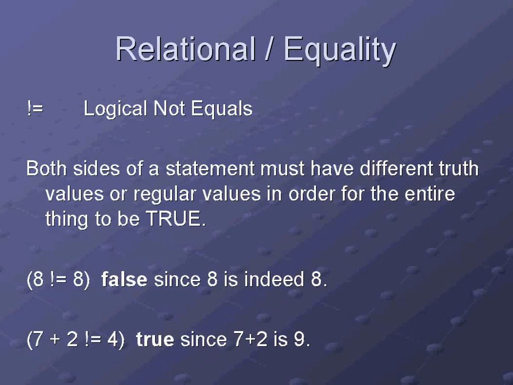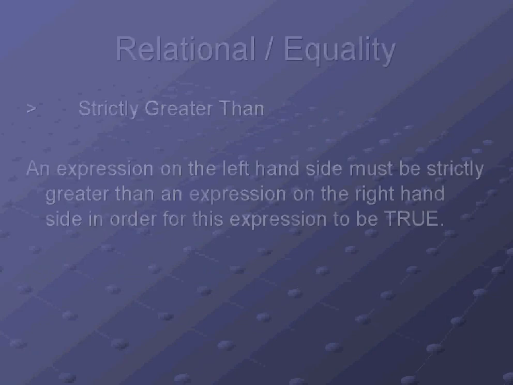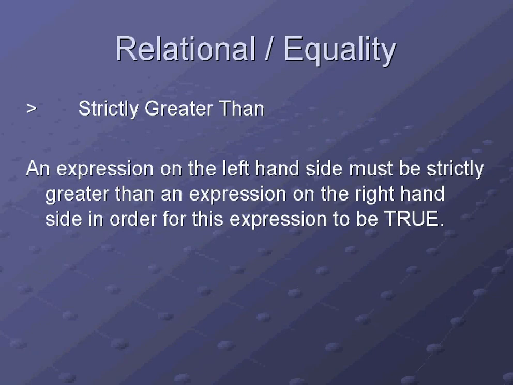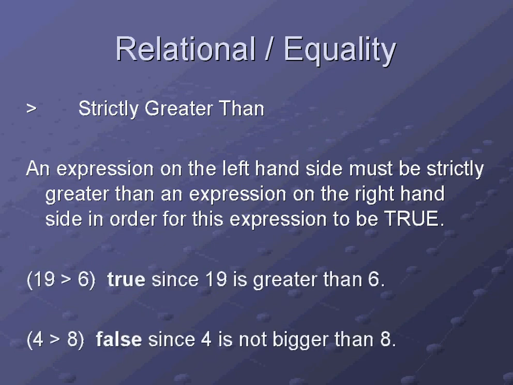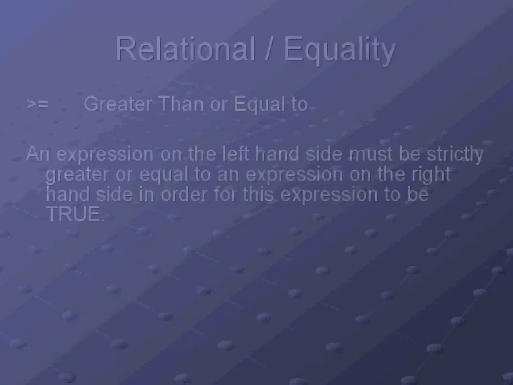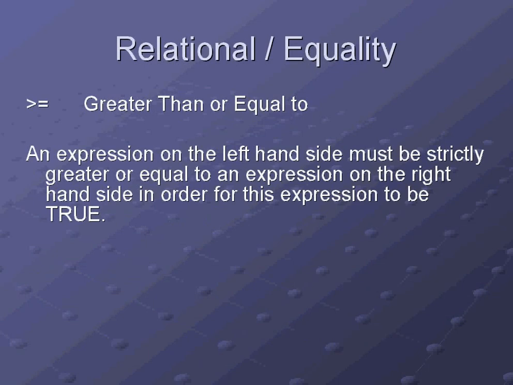Then we have the strictly greater than, which obviously in math, an expression on the left side must strictly be greater than the right side. So 19 bigger than 6 is true, and 4 bigger than 8 is false. And then we have greater than or equal to. So 9 bigger than or equal to 9 is true, and 18 bigger than or equal to 22 is false.